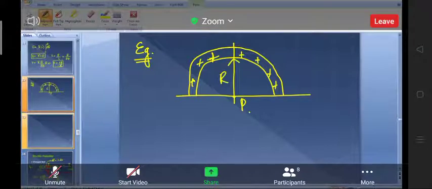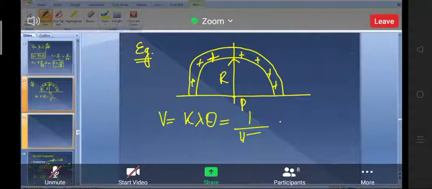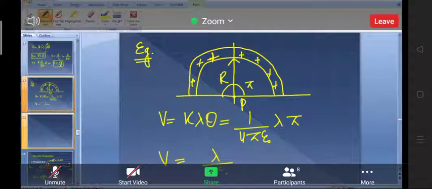Now we know the electrostatic potential formula, we know what theta is, so I can write it like this: in place of k, 1 by 4 pi epsilon naught multiplied by lambda, and theta will be replaced by pi, because the angle subtended here is equal to pi. Okay, so pi and pi will cancel, so the potential at point P is simply equal to lambda divided by 4 epsilon naught.